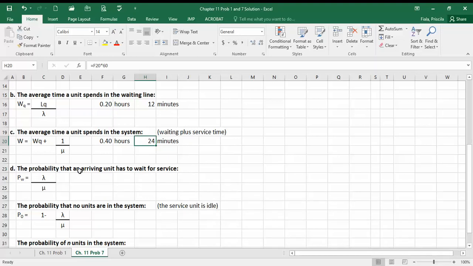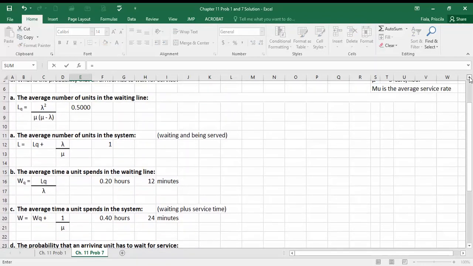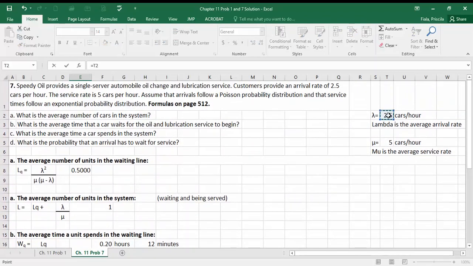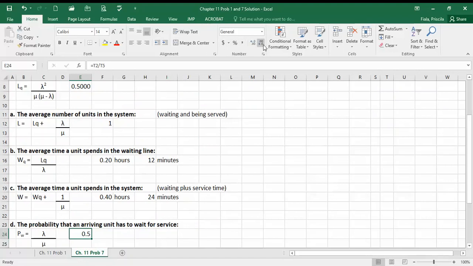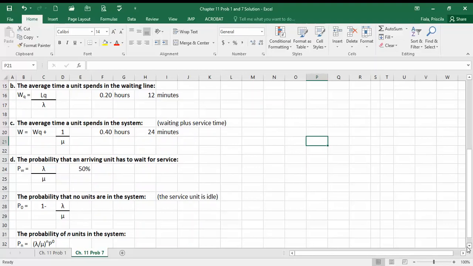So lastly, the probability that an arriving unit has to wait for service. So right here it's saying it takes 12 minutes to be acknowledged, 24 minutes to get my service. So let's see the probability that an arriving unit has to wait for the service. You're going to get a percentage, and all you have to do is divide your lambda by your mu. Divide your lambda right here, since we can't see down there, by your mu. So you have a 50% probability that an arriving unit has to wait for service, which is pretty high too. Okay, and then you would be done with problem 7. Again, I put these values right here.